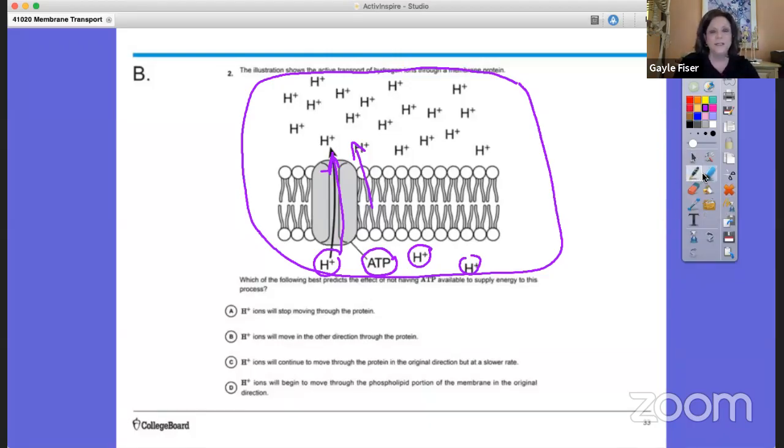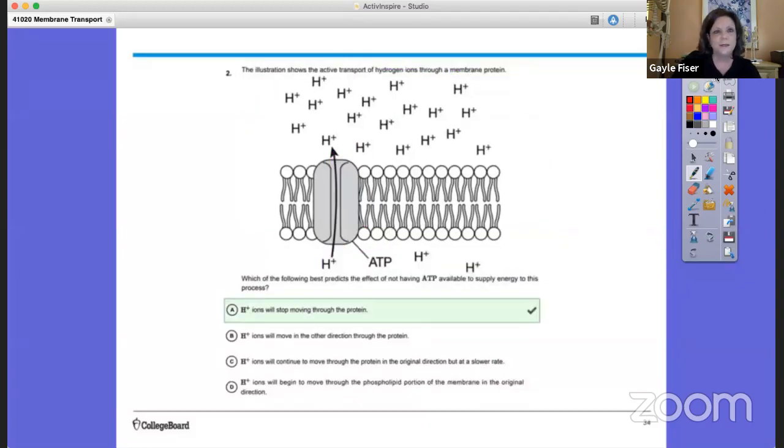So where does this fit on question number 2, right? What happens if we took that out? What's going to happen? So our choices are A, hydrogen ions will stop moving through the protein. B, hydrogen ions will move in the other direction through the protein. C, hydrogen ions will continue to move through the protein in the original direction, but at a slower rate. And D, hydrogen ions will begin to move through the phospholipid portion of the membrane in the original direction. And I hope you chose A. All right, that's the end of our multiple choice.